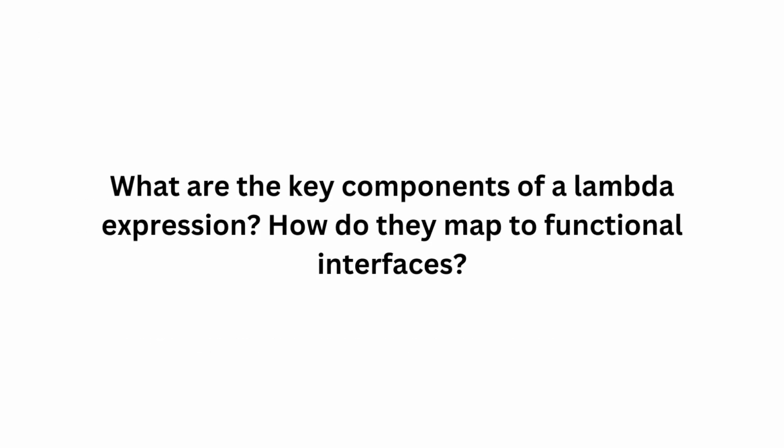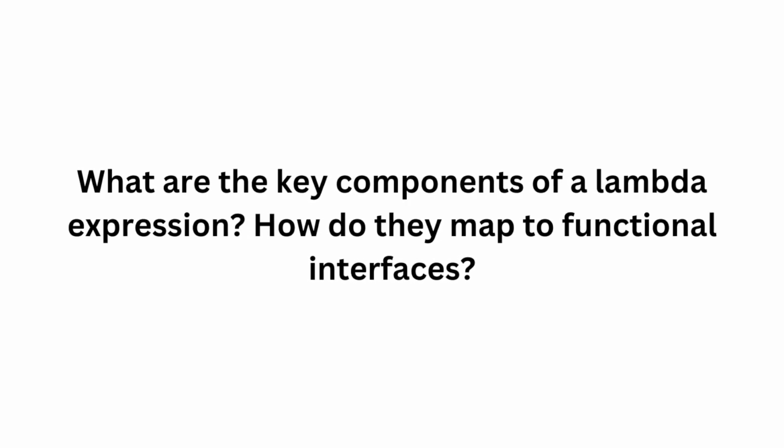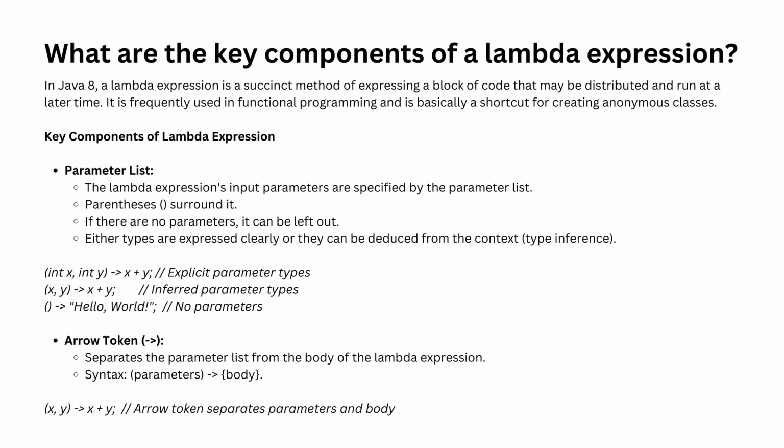Alright, now let's move on to the next question. What are the key components of a lambda expression? How do they map to functional interfaces? So let's take an example here, because you need to see before we can explain.